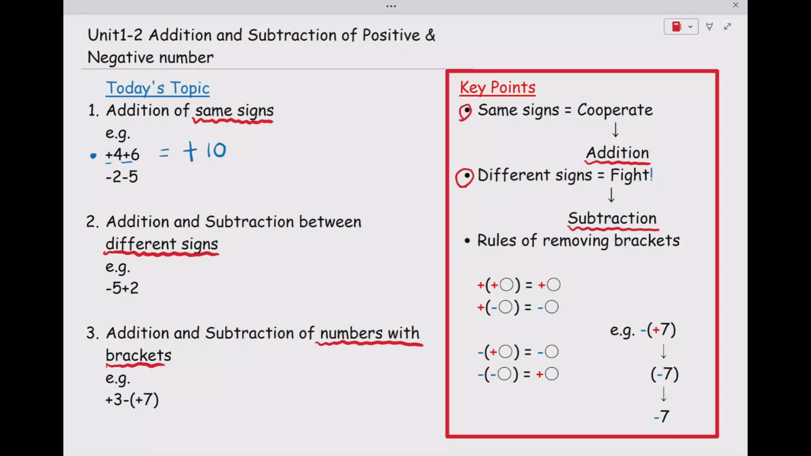Now, what happens if both are negative, as in minus 2 minus 5? Same principle applies. The same sign cooperates with each other. Now we have a negative team. Teammates cooperate. So, just add 2 and 5, which equals 7. And the sign would still be the minus because they are in the same minus team. So the answer would be minus 7.